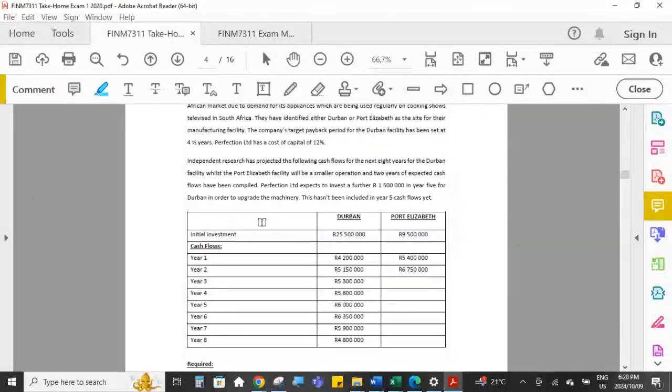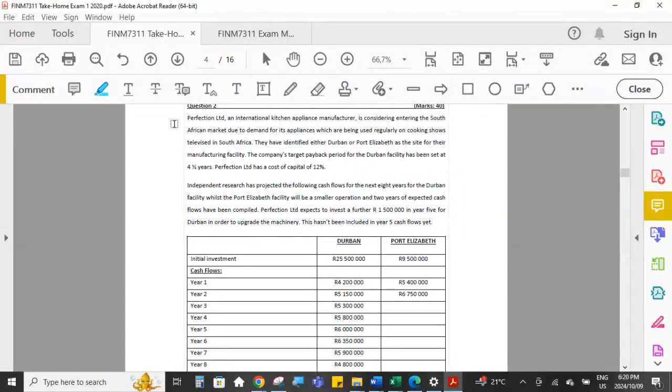Okay, so that's where we are. So let's have a look at what the scenario setting is. We've got Perfection Limited, an international kitchen appliance manufacturer, and they are considering entering the South African market due to demand for its appliances, which are being used regularly on cooking shows televised in South Africa. They have identified either Durban or Port Elizabeth as the site for their manufacturing facility.